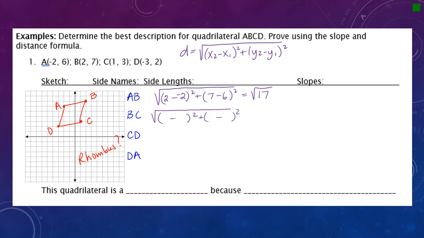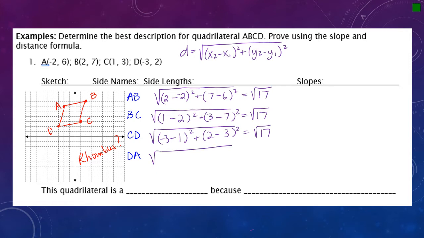All right, so I'm going to do 1 minus 2 and 3 minus 7. And when you put this into your calculator, again, just the part that's under the radical, not the radical itself, you get 17. So I have another square root of 17. All right, now we're going to do the same thing for CD. So now I would have negative 3 minus 1 and 2 minus 3. And again, I get 17 under my radical.